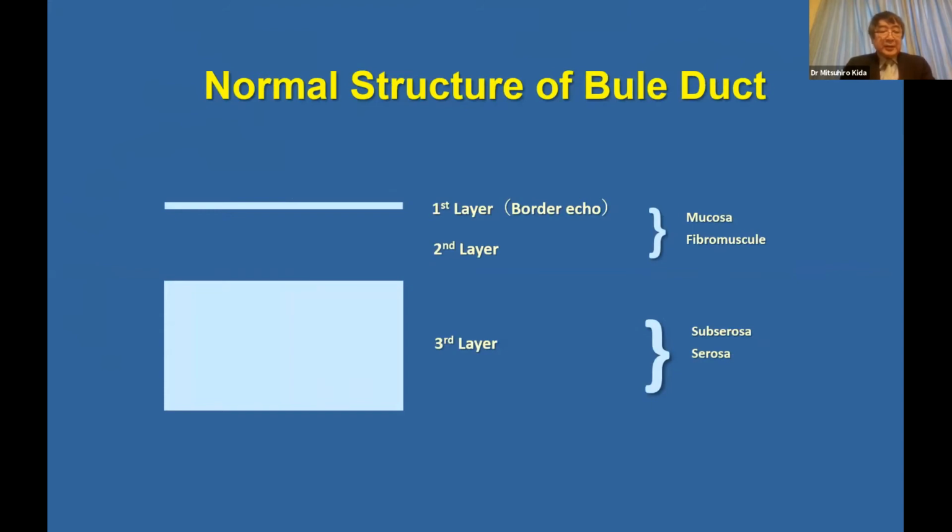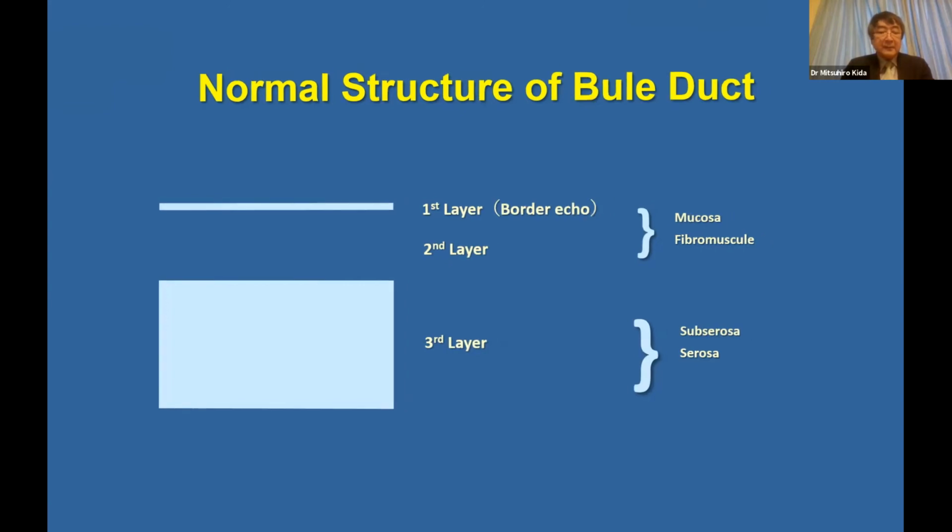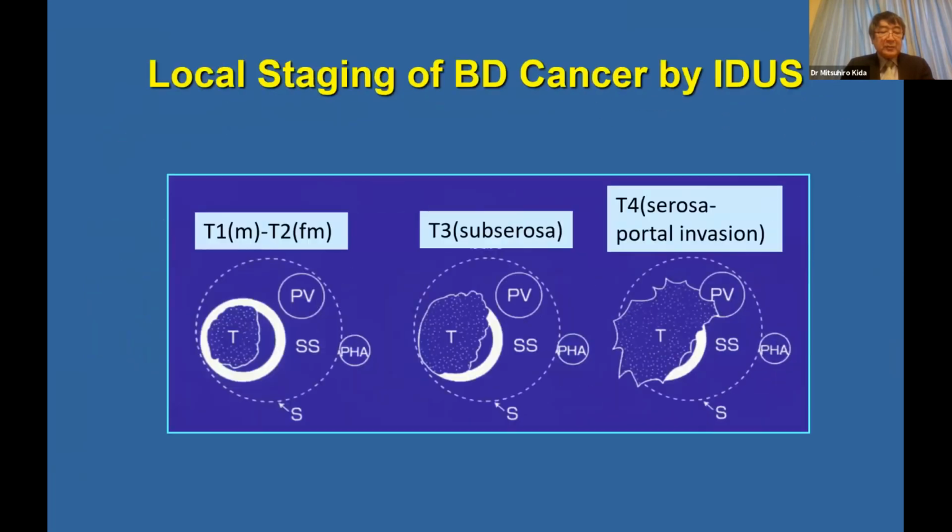The bile duct was detected with a 3-layer structure by IDUS. The first and second layers represent the mucosa and fibromuscular layer. The third layer correlates with the subserosa and serosa. This is the local staging of bile duct cancer.